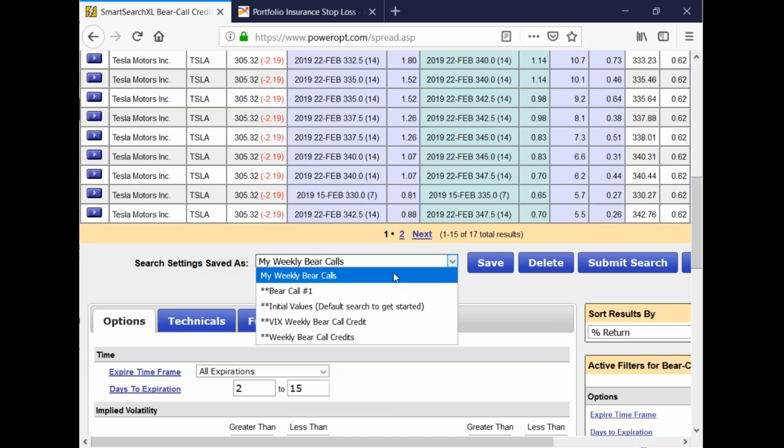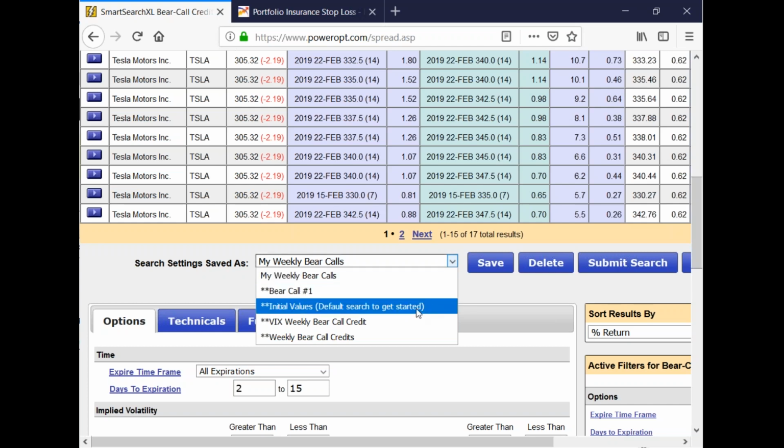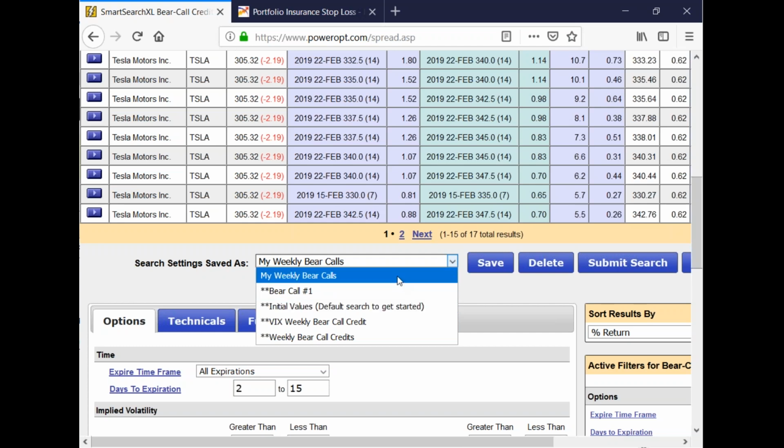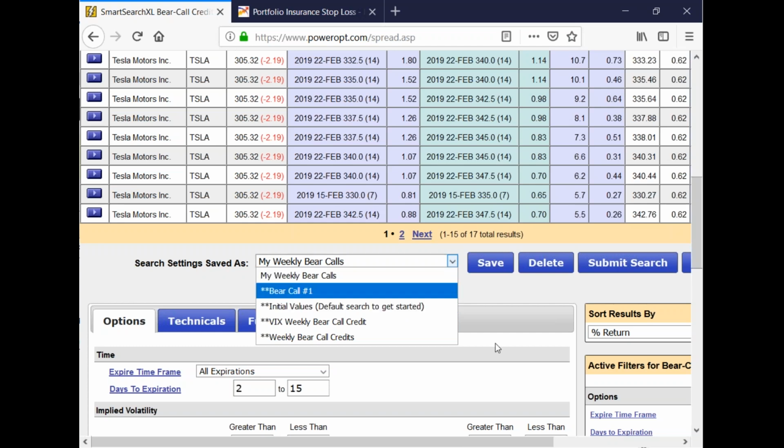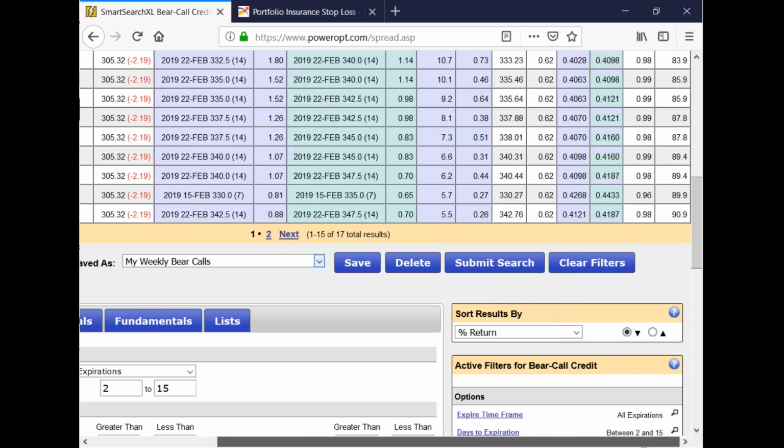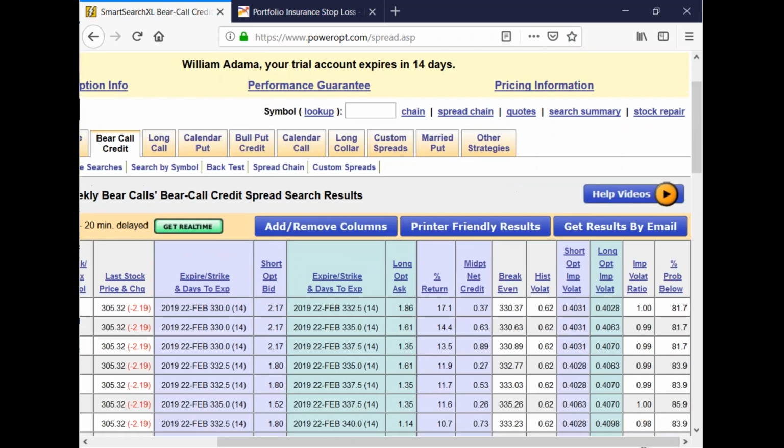If you wanted to create a weekly bear call search on just ETFs, we could do that as well. Just wanted to look for bear calls on stocks that had a negative MACD crossover within the last 3 days, we could do that as well. We control the defaults, but you control any of your own saved searches. And then, of course, after you save any searches, you can select to have those emailed to you at any time by clicking the Get Results by Email button up at the top.